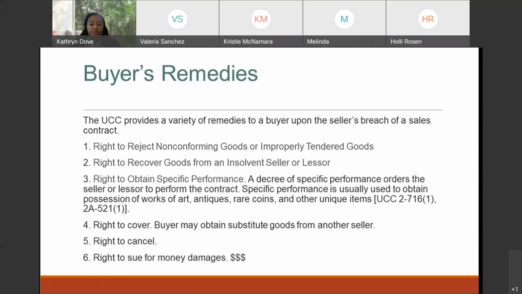So yes, under number 6, if the buyer chooses to go with number 4, cover, and the buyer obtains substitute goods from another seller and it costs twice as much, then the buyer can move on to number 6, which is to sue for money damages, which is the difference between the contract price and the higher price that the buyer had to pay for the substitute goods. Does that make sense? It does.